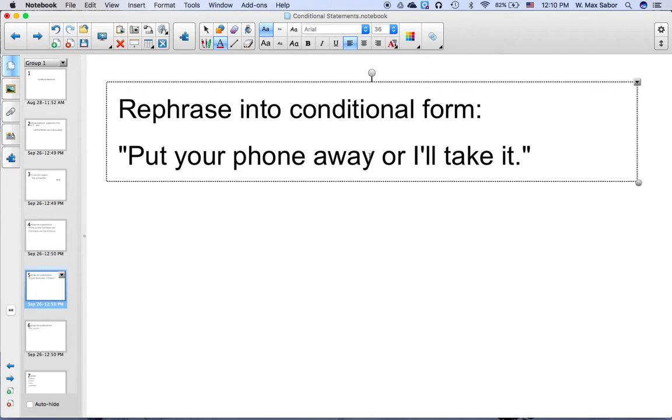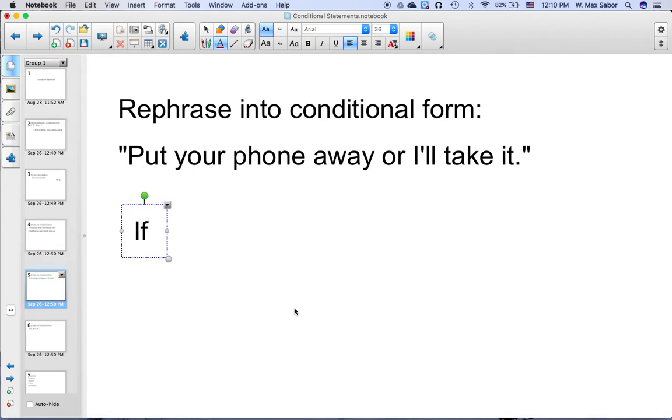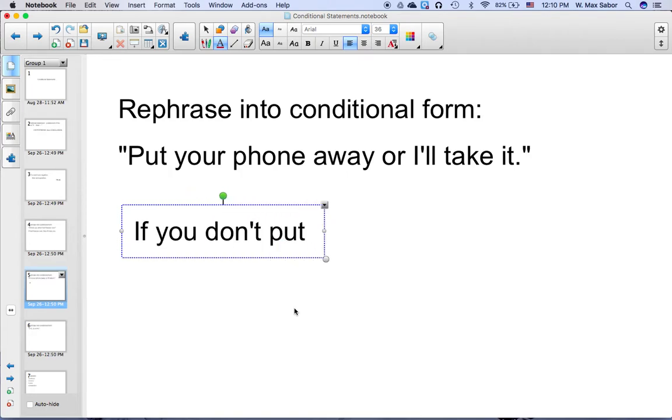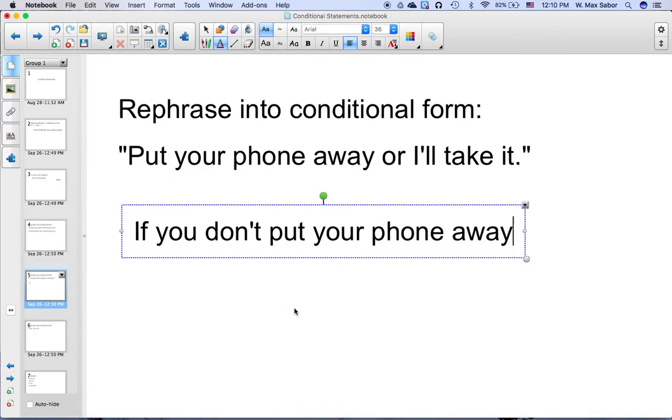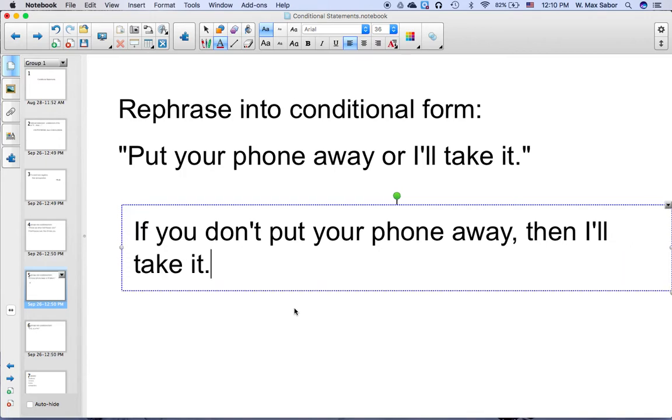Rephrase into conditional form. Put your phone away or I'll take it. Is putting your phone away causing the taking? No. Not putting your phone away causes the taking. If you don't put your phone away, then I'll take it. Yeah, this has the same meaning as that sentence.